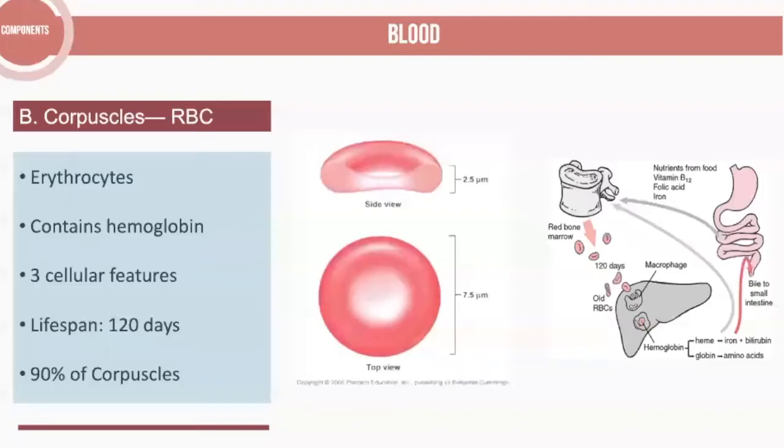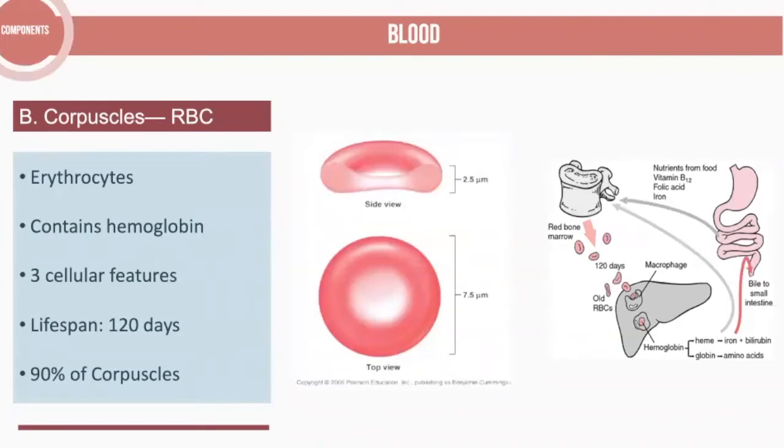So now let's zoom in to our corpuscles. So first, let's discuss the RBC or red blood cells. So red blood cells are also called erythrocytes. So erythrocytes comes from the Latin word erythros, meaning red, and cytos, meaning cell. So literally, it means red cell. And your RBC is color red because it contains the red protein hemoglobin. Hemoglobin is a protein which binds to molecules of oxygen and carbon dioxide.